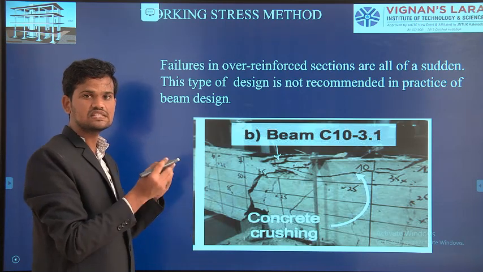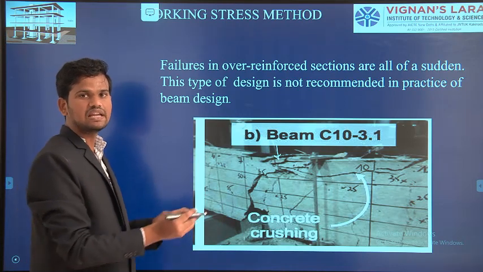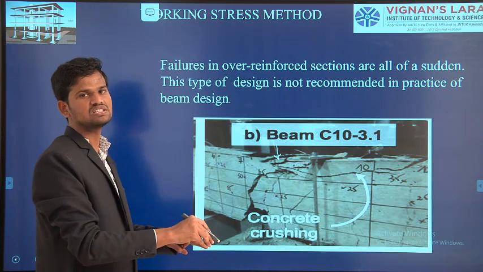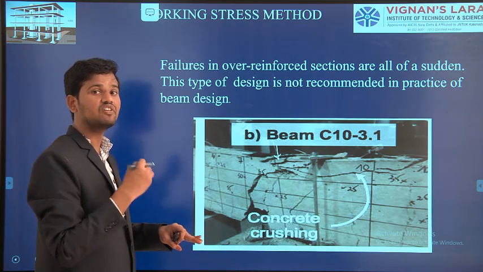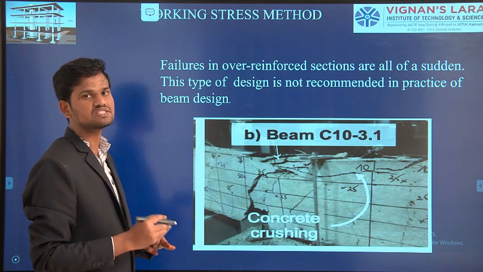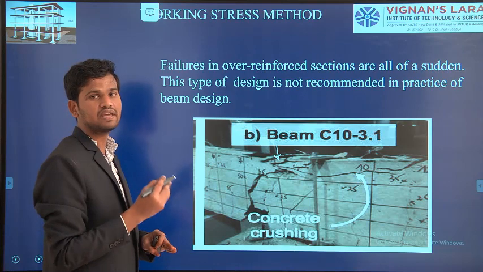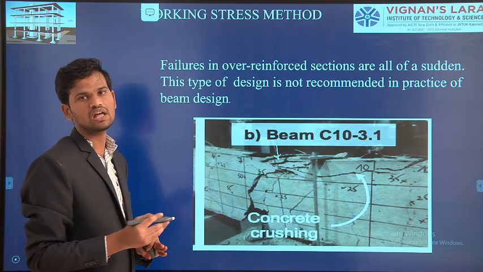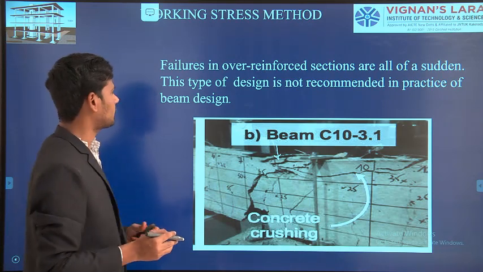That means strains will come into the concrete first. Later the strains will come into the steel. Hence concrete is a brittle material. Concrete will immediately fail. Due to this immediate failure, the structure may fail and it leads to the loss of life and property.